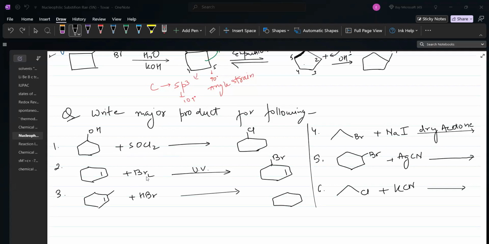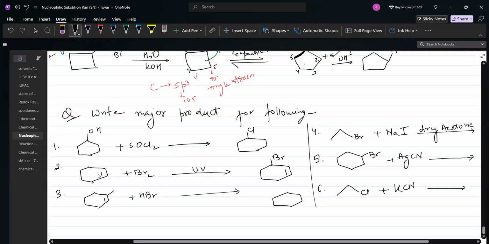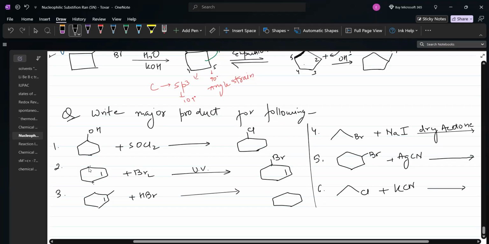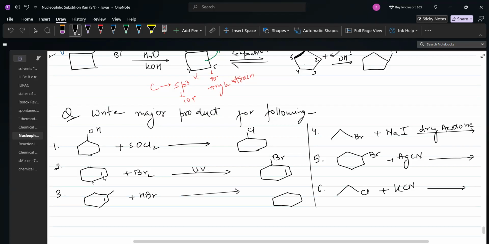In this one, Br2, we have UV rays. So what happens is bromine attacks this carbon or this carbon, either of the carbons, and a radical will form, and bromine will be attached, because these two carbons, when the radical forms, will be resonance stabilized. That's why bromine will attack at that point, and it will form the bromide.